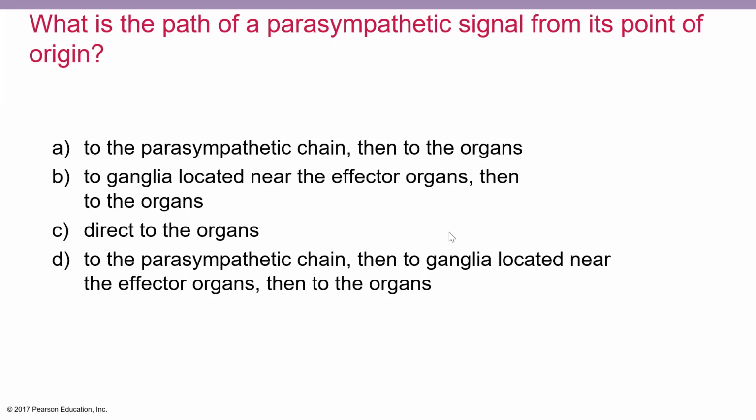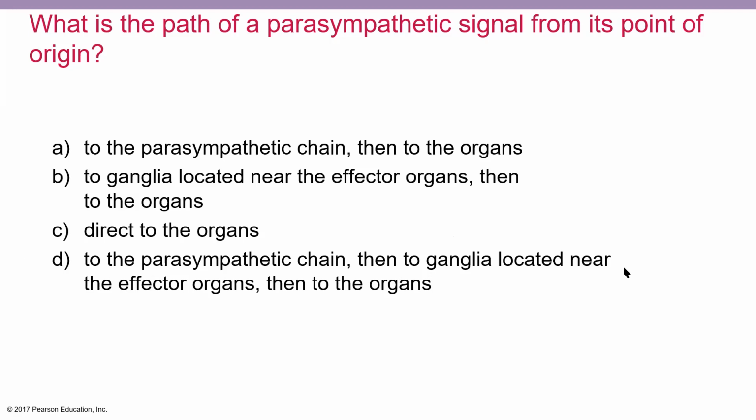Let's see, D said to the parasympathetic chain. Guys, right away, that is wrong, okay? There's no such thing. There is no parasympathetic chain. I really want to drive that home. Immediately looking at that response, you should not have even entertained that option. Let's read the rest of it. Then to the ganglia located near the effector organ, then to the organ. The rest of it is right, but the first part is not right. There is no parasympathetic chain or any synonymous structure in the parasympathetic division.